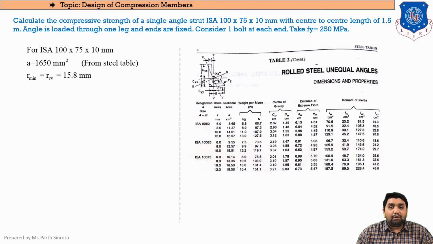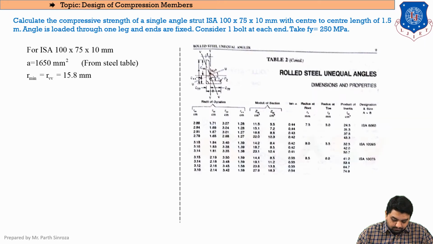We need to find the radius of gyration, which can be obtained from the opposite page, page number 9. There it is mentioned that the radius of gyration is 1.58 centimeter, that means 15.8 mm. So these two values can be obtained from your steel table.